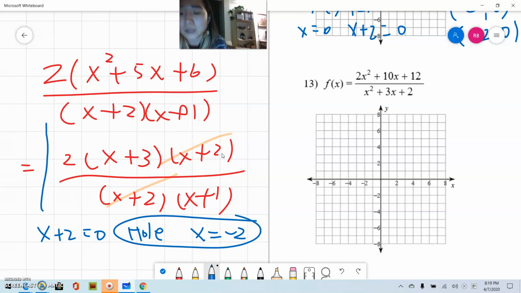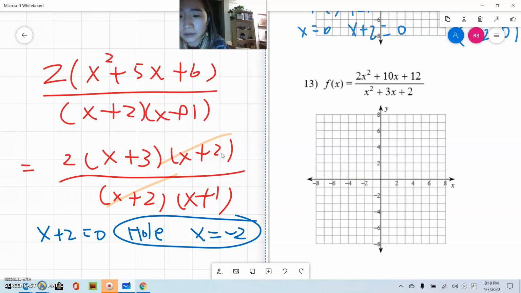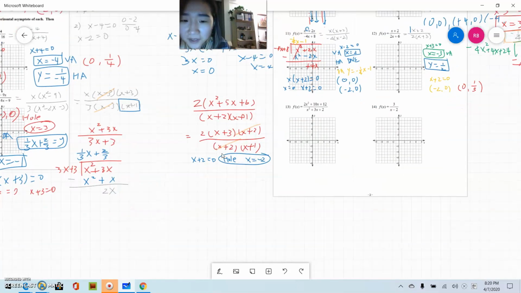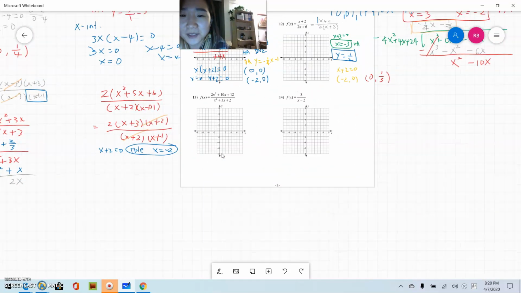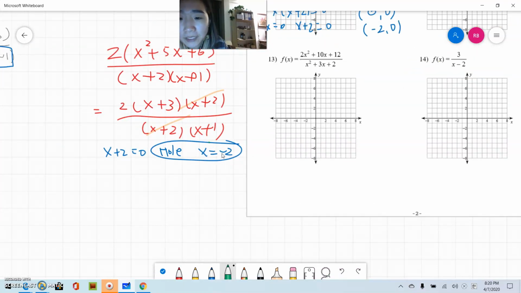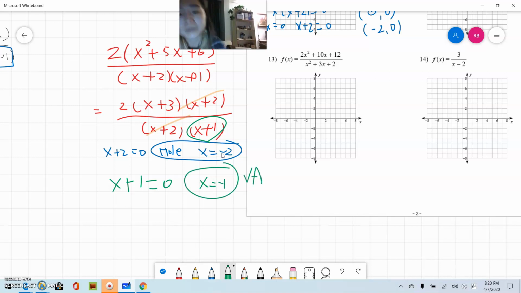And vertical asymptote. My computer is having a hiccup. Vertical asymptote would be just the remainder, right? x plus 1 equals 0. So x equals negative 1 is my vertical asymptote. Horizontal asymptote, since the power is the same, horizontal asymptote would be y equals 2/1 or y equals 2.